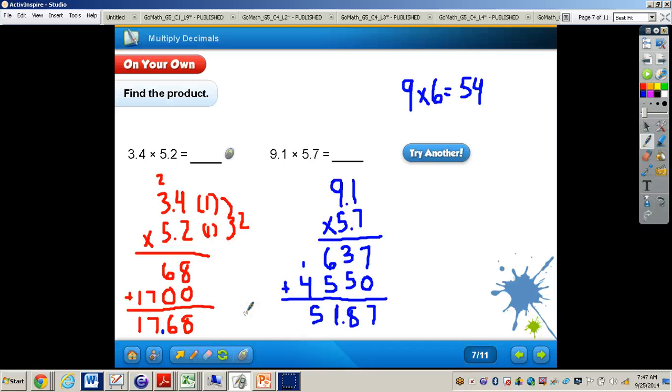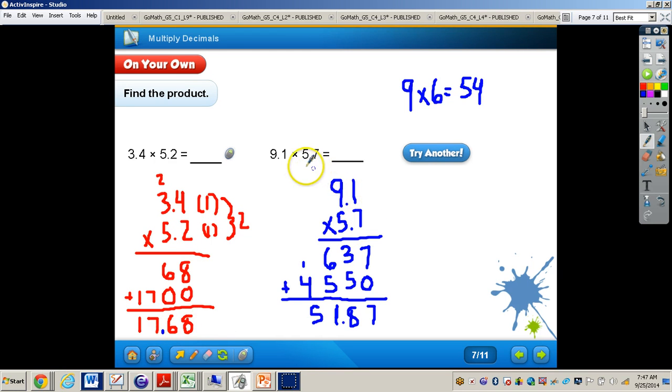Okay, for the problem on the left, 17 and 68 hundredths, how did I know to place my decimal point between the 7 and the 6? I just looked at how many places to the right of the decimal are within my factors. That told me how many digits to the right of the decimal will be in my answer.